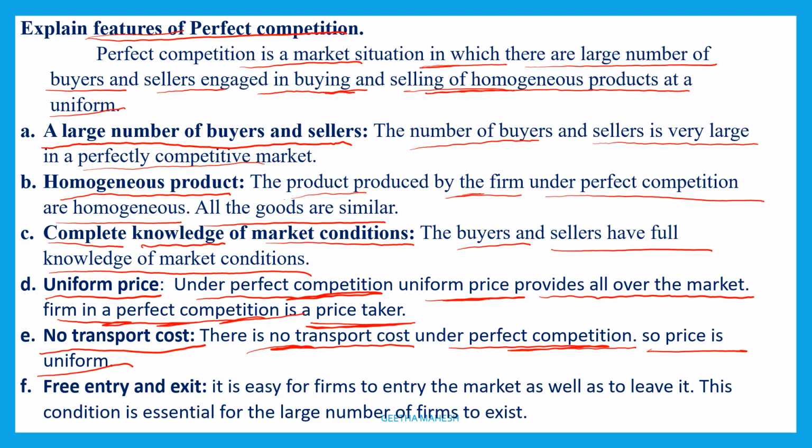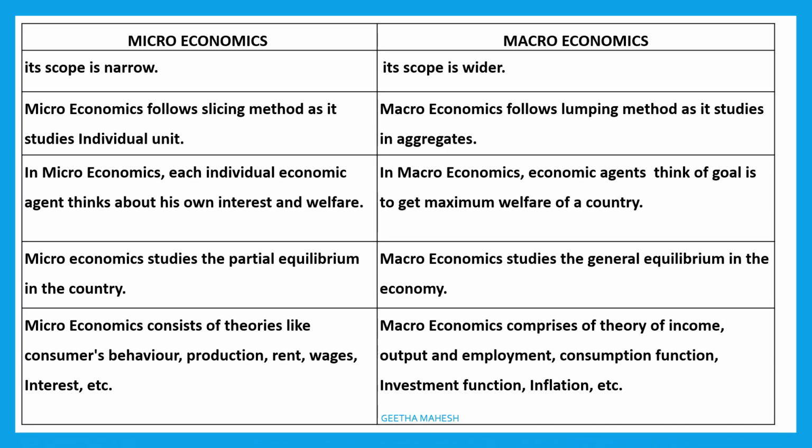Free entry and exit. It is easy for firms to enter the market as well as to leave it. This condition is essential for a large number of firms to exist. Now let us discuss the difference between microeconomics and macroeconomics.